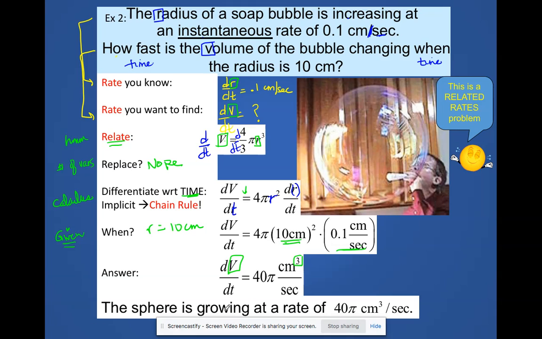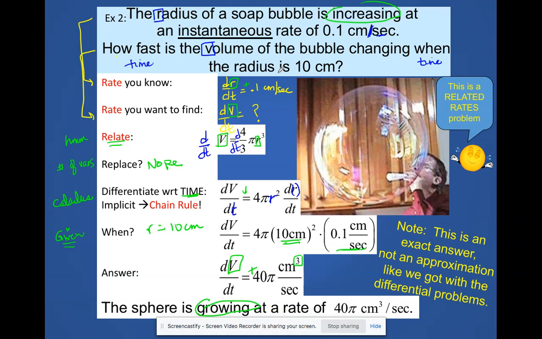I do, right? The word growing or increasing goes with the positive. Those were kind of assumed things. So again, this is an exact answer. With differentials, the purpose of differentials was to approximate. That wasn't changing over time. We are getting an instantaneous change per time. All right, let's do some more.